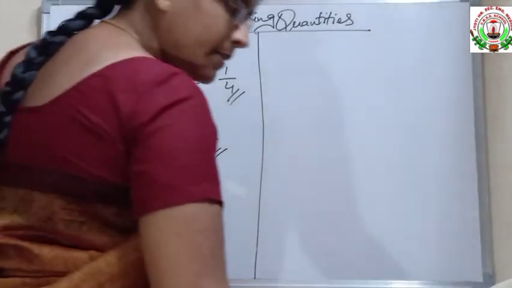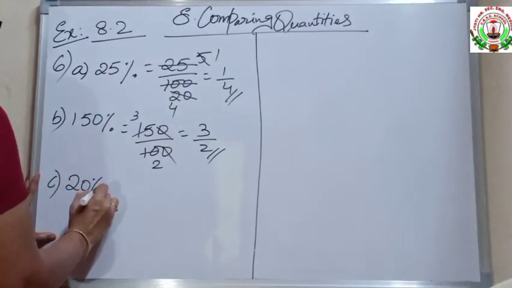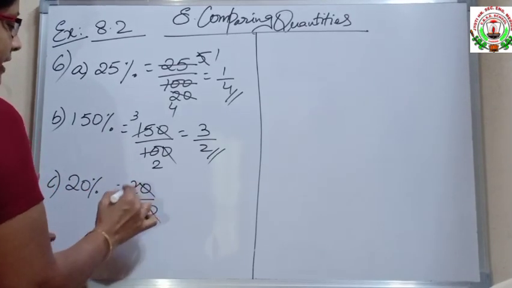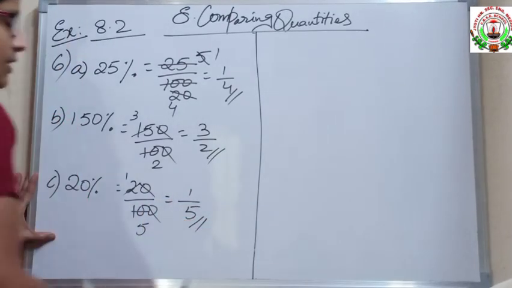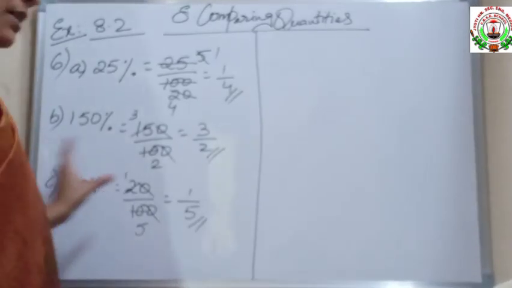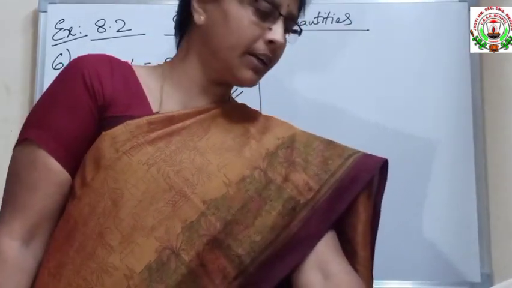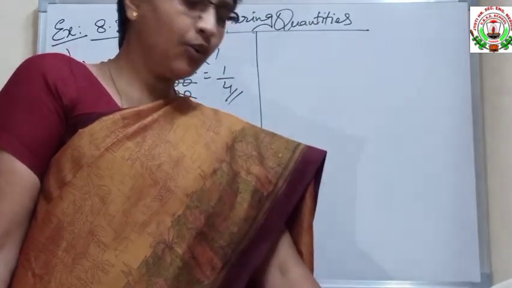It is given as 20%. So 20 by 100, again 0s cancel, 2 1s are 2, 2 5s are 10, so it is 1 by 5. This is your answer. Like this, the D part, 5% is given. I think you can change it into the simplest form. So I am leaving the D part for your homework.